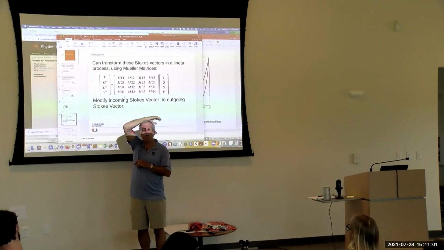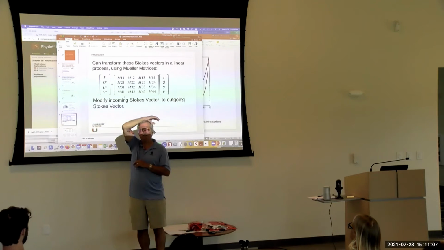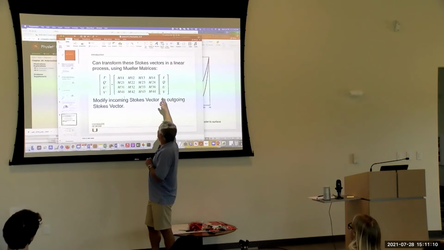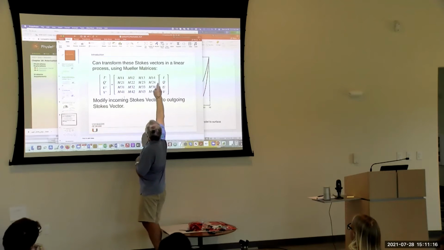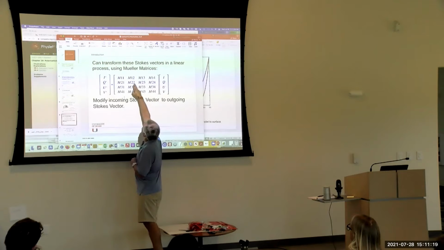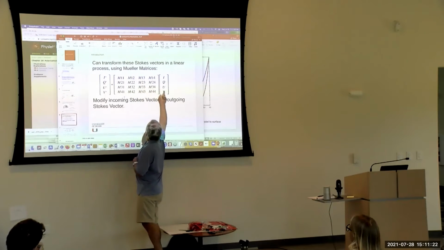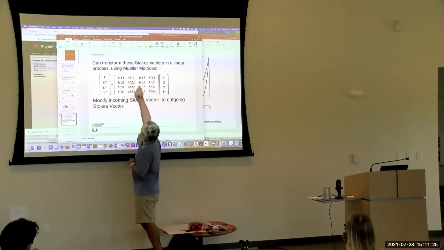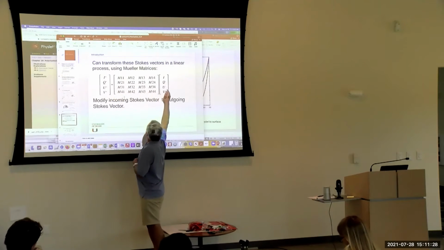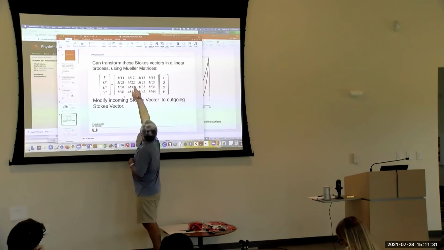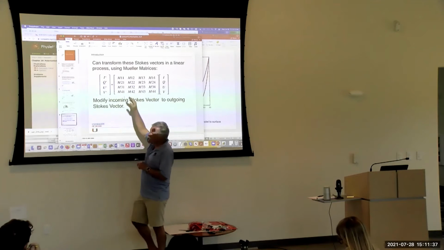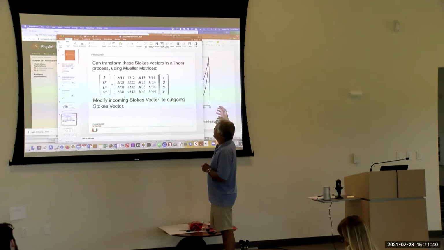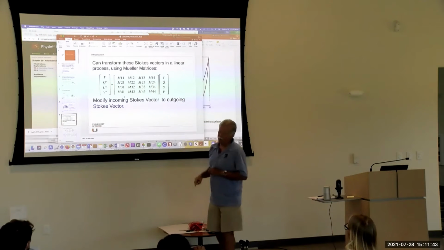How many people remember how to multiply matrices? How many people don't remember? Okay, a couple. Just to be clear, the way matrix multiplication works is I would take I and multiply it by M11, Q by M12, U by M13, V by M14, add up all that, and that becomes the new I. Similarly, I take I times M21, Q times M22, U times there, V times here, and sum them, and that would be Q. So the way the multiplication works is from here, going across to that side.